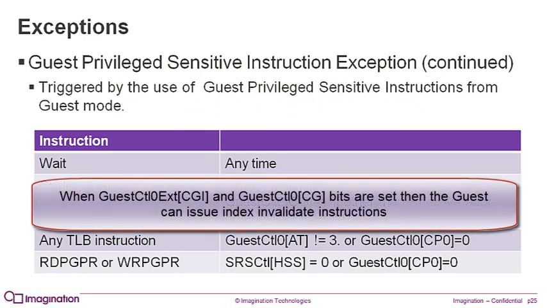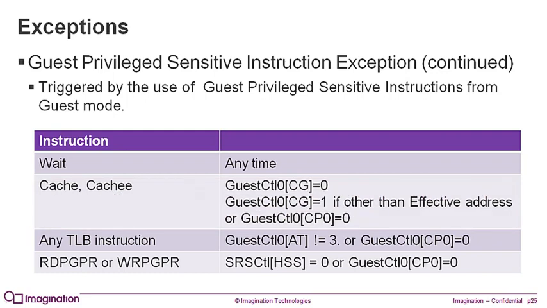If the cache instruction guest mode index enable is set along with the guest control CG bit, then the guest can issue index invalidate instructions. Index invalidate instructions will just invalidate a cache line, so it will do no harm to another guest or the hypervisor, but could cause some performance degradation.